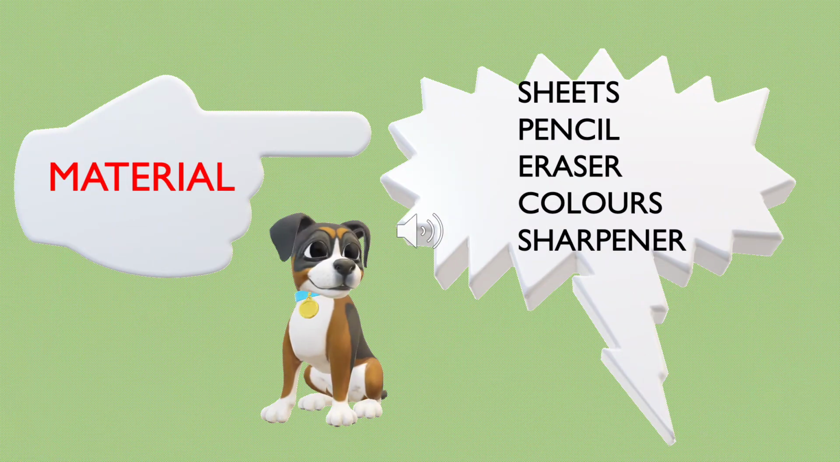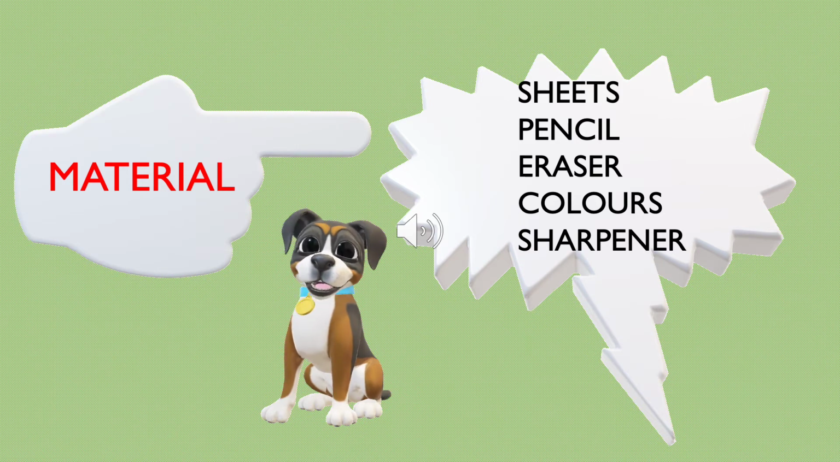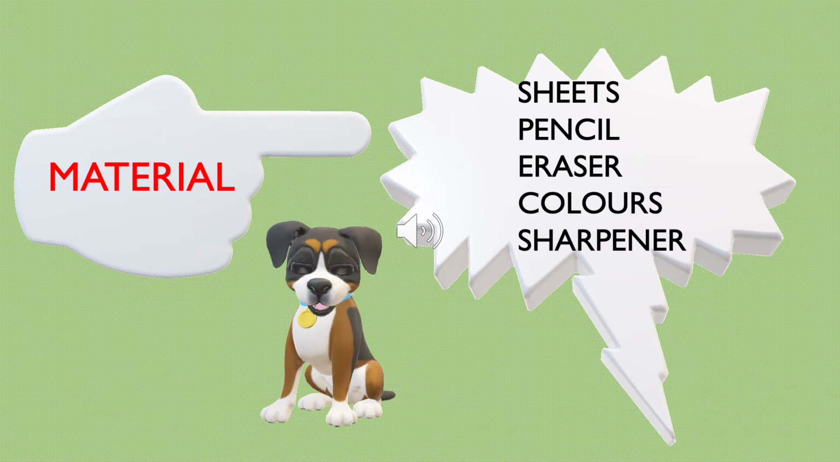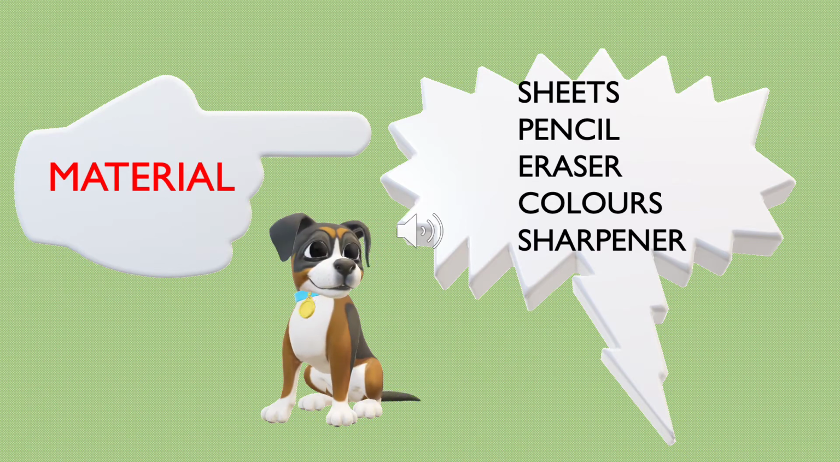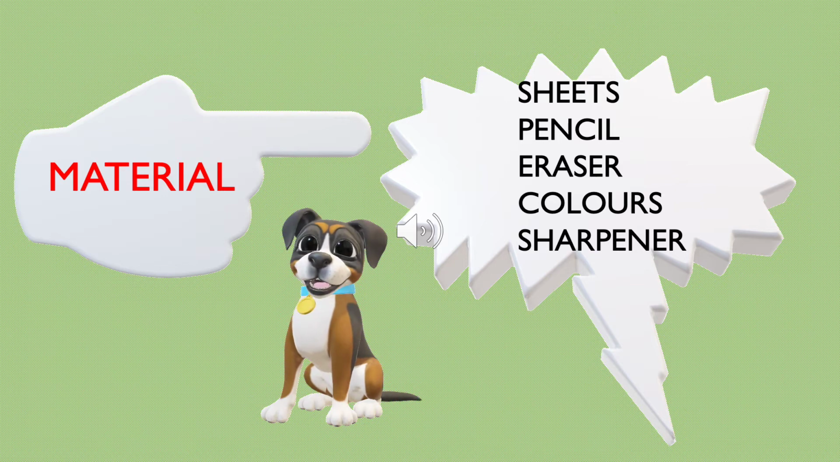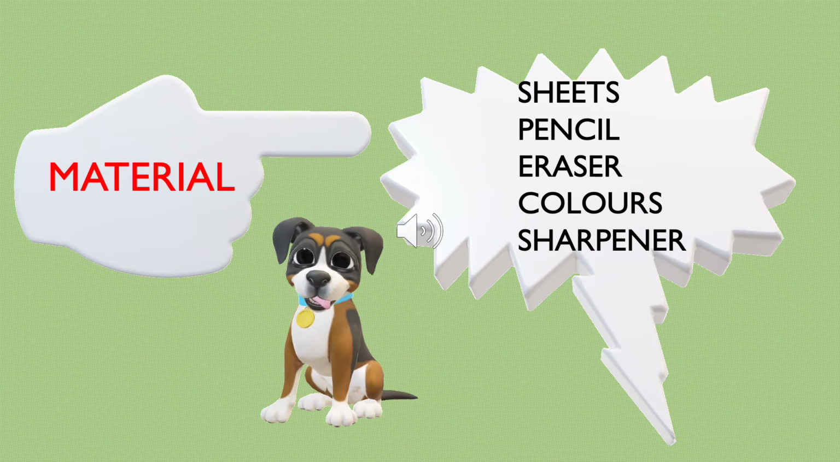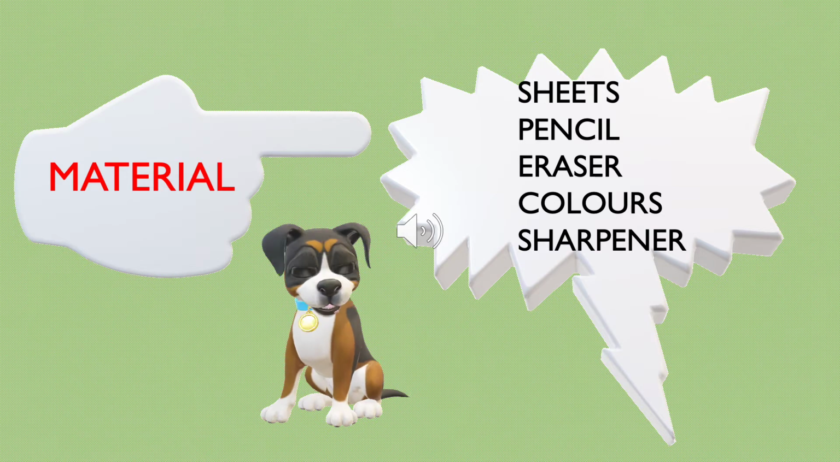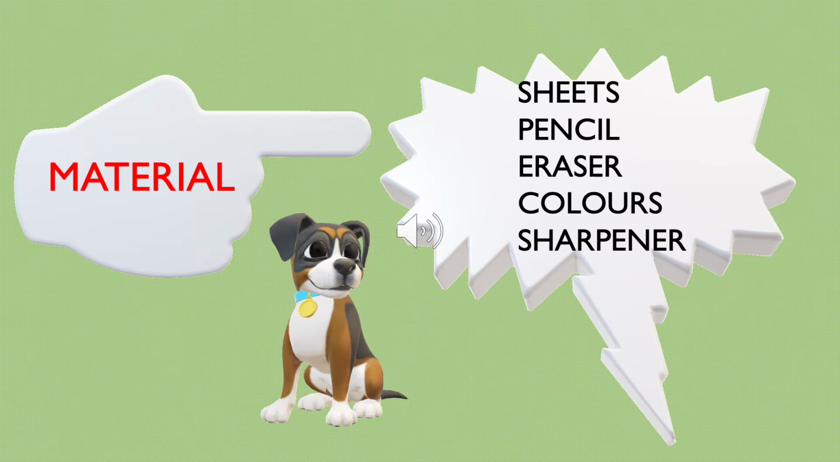All you need is a sheet, pencil, eraser, colors, sharpener to transform simple shapes and basic lines into realistic renditions of animals. All the materials you need to start drawing are easy to find and will not break the bank. So we require sheets, pencil, eraser, colors and sharpener.